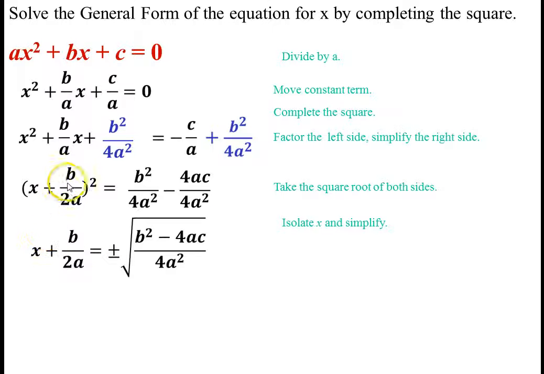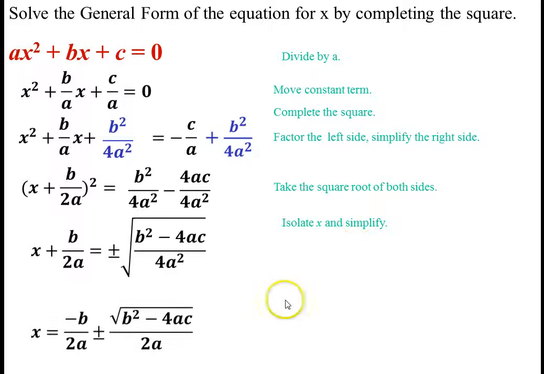Take the square root of this binomial squared, I get the binomial. Take the square root of the right side of this equation. Don't forget your plus and minus, and I've got a common denominator, so it's just b squared minus 4ac all over 4a squared. I now want to isolate x, so let's get rid of this b over 2a from the left side of the equation, move it to the right side. At the same time, notice I take the square root of my denominator. There is no square root of b squared minus 4ac. We can't find one. But there is a square root of 4a squared, which is 2a.